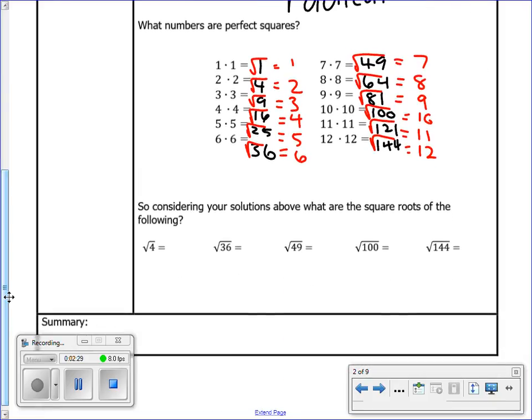Considering your solutions above, what are the square roots of the following? We can just look at this. The square root of 4 is 2. The square root of 36 is 6. The square root of 49 is 7. The square root of 100 is 10. And the square root of 144 is 12.